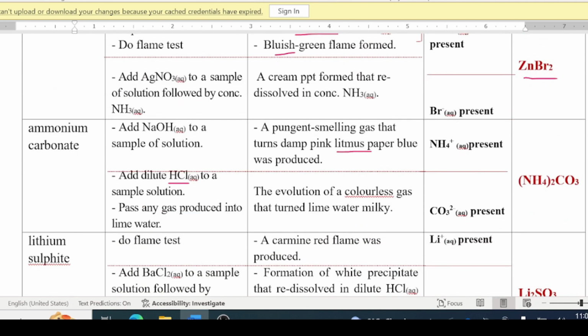You want to check for ammonium carbonate now. Take a sample of the solution, add sodium hydroxide to it. Ammonium ions will give this pungent smelling gas that turns pink litmus paper blue, and it indicates those ions are there. For carbonate, you get effervescence, and you pass that through lime water. If the gas that is produced turns lime water milky, it means that carbonate ions are there.